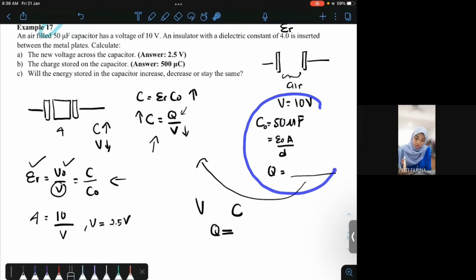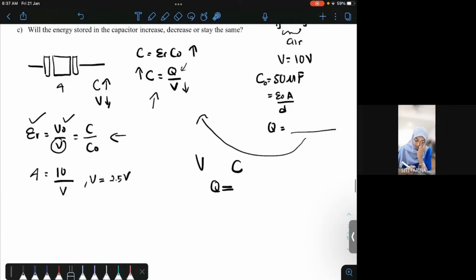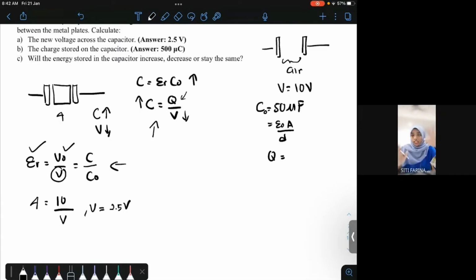sebelum kamu filled with anything, akan sama dengan selepas kamu filled dengan kamu punya dielectric ini. Kalau kamu tengok dalam video, saya ada explain the reason kenapa the charge is going to remain the same here. I mentioned the charge is a constant here. Okay, based on the video. Siapa yang tak tengok video mungkin kamu takkan faham kenapa charge dia constant. I'm not going to waste my time and explain balik sebab saya dah spend my time to explain why the charge is constant and you should have known by now.